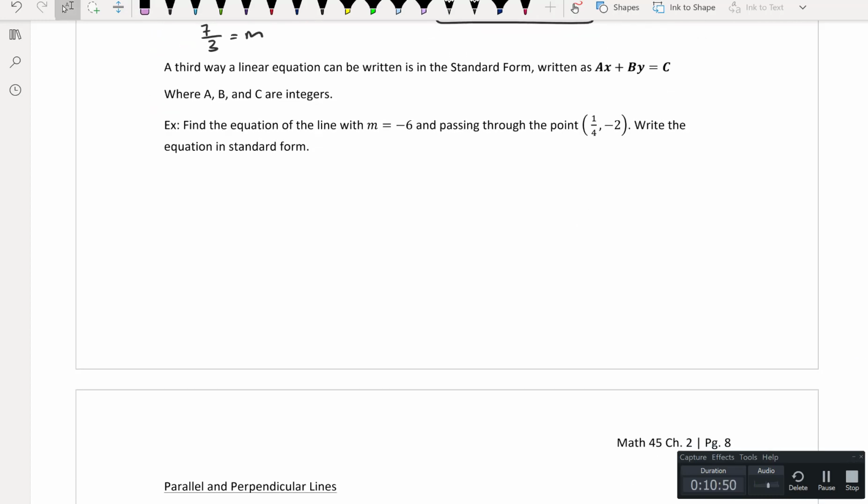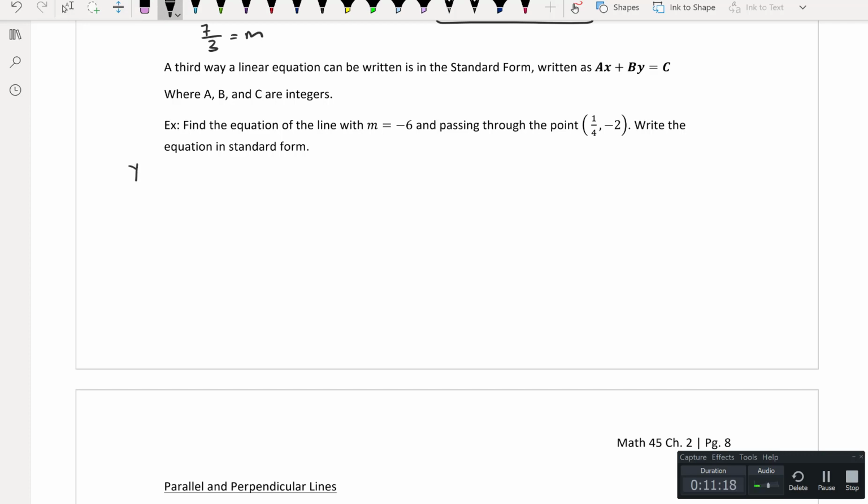Okay. A third way to write a linear equation can be written in standard form as ax plus by is equal to c. So we want to find the equation of a line with m is equal to -6 passing through the point (1/4, -2). We want to write the equation in standard form. So maybe you want to use the point-slope form. So I'm going to go ahead and write that equation down.